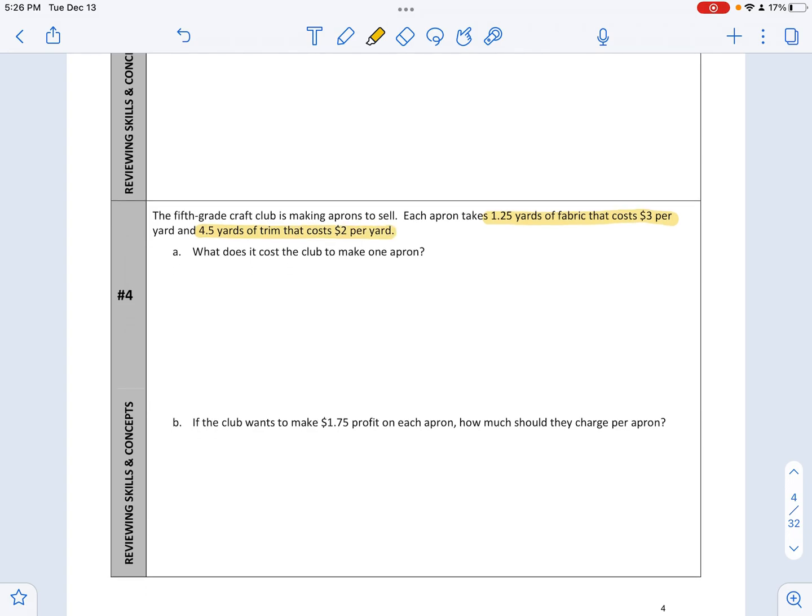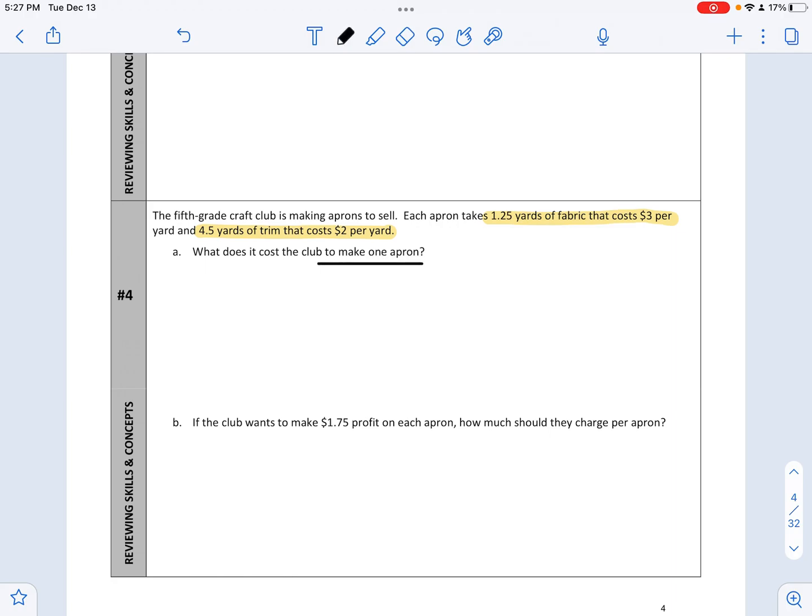Let's go through it. The 5th grade craft club is making aprons to sell. Each apron takes 1.25 yards of fabric that costs $3 per yard, and 4.5 yards of trim that costs $2 per yard. What does it cost the club to make one apron?